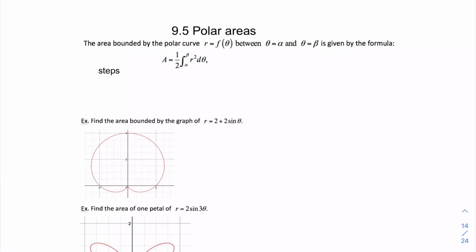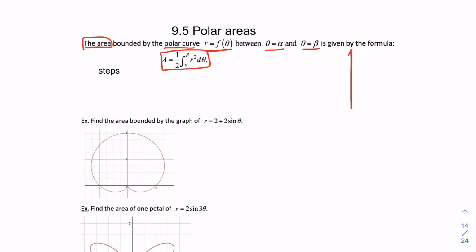Today we are going to go over 9.5 part 1, polar areas. The formula to calculate the area bounded by any polar curve r equals f of theta between alpha and beta is given by 1/2 integration from alpha to beta of r squared d theta. So let's have a look at the picture.